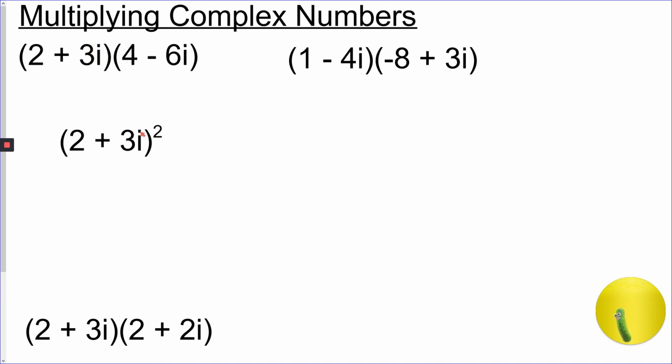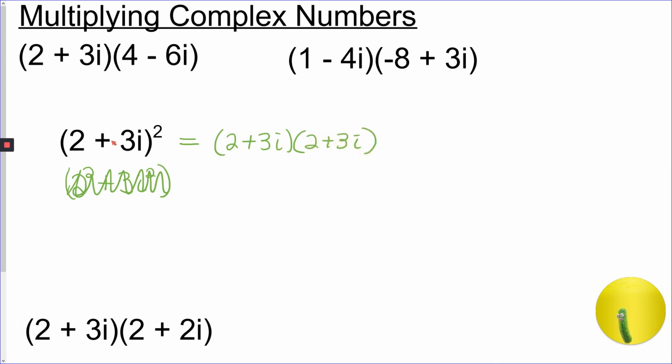Now, please, please, please don't make the huge error and decide that it's this. No, no, no. This is actually 2 plus 3i times 2 plus 3i. Okay, don't make that error.